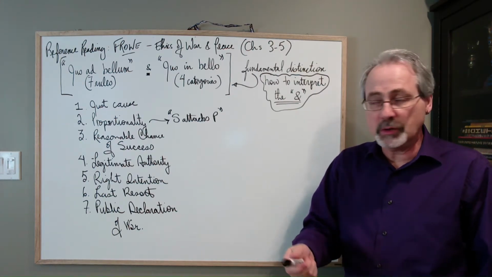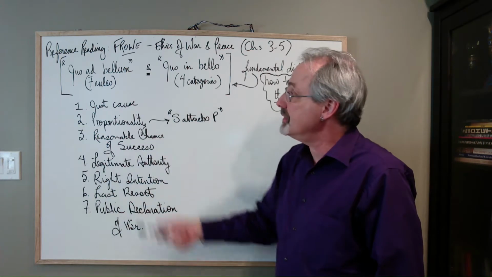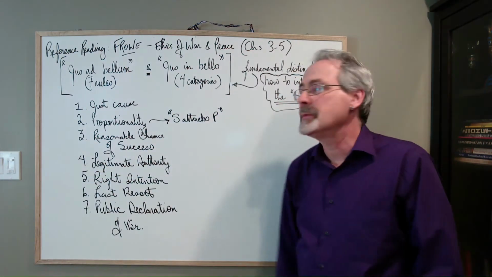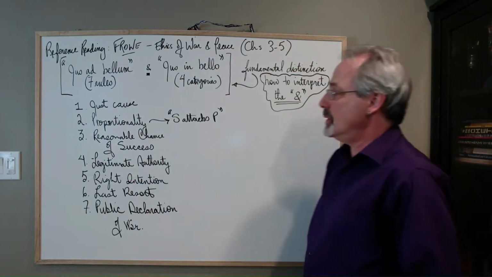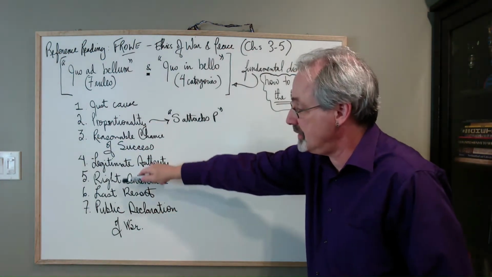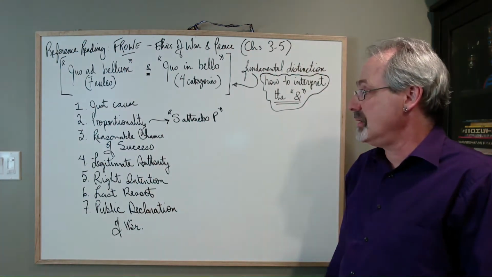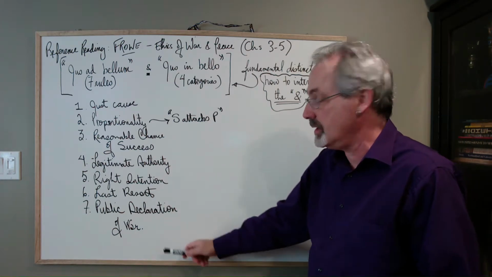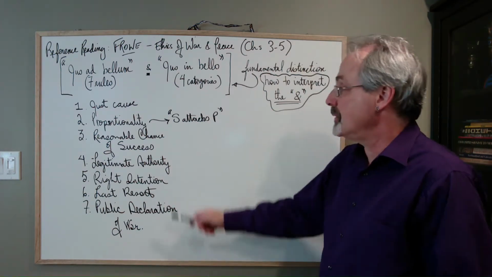Now that we've had a brief look at just cause in our 7 rules for jus ad bellum, justice for war, let's carry on. So the second one is proportionality, and then as you can see, there's the remainder of reasonable chance of success, legitimate authority, right of intention, last resort, and public declaration of war.